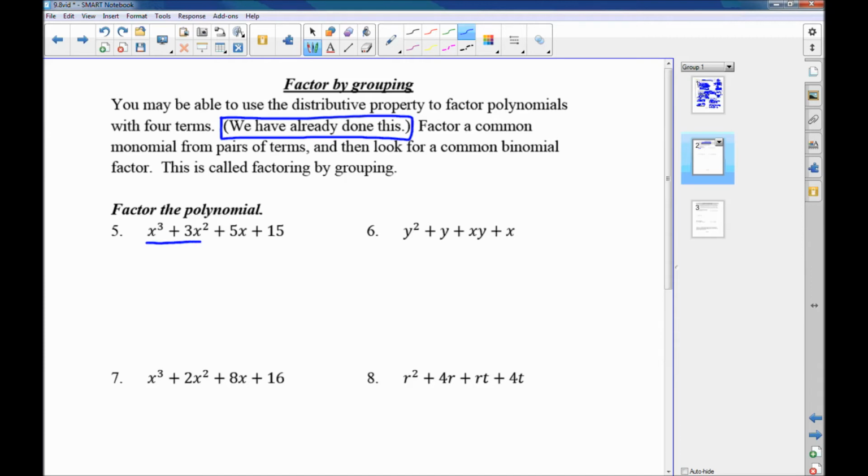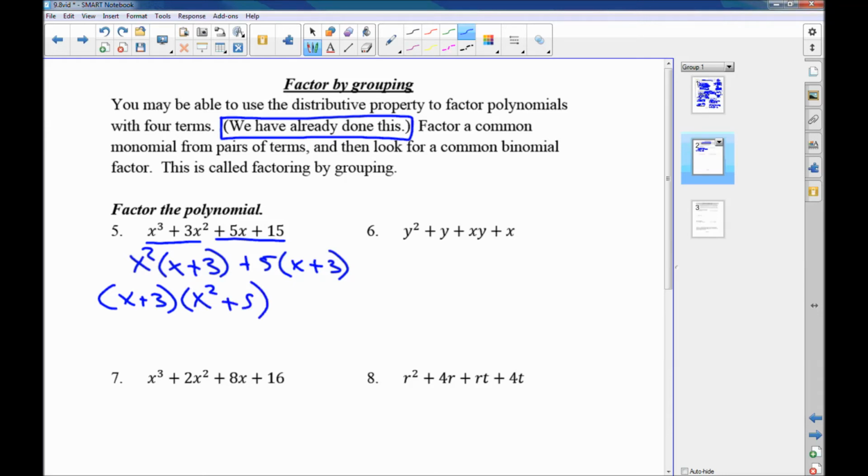We say, what's the same in the first two? This is going to be x squared, and it's going to leave behind x plus 3. And then we say, what's the same in the second two? This is going to be positive 5, and it's going to leave behind x plus 3. If it has 4 terms on our test, chances are you're going to factor it by looking at the first 2 and the second 2, factoring them out, and then trying to find a common factor in both, which in this case is the binomial x plus 3, which is why we practiced factoring out a common binomial on the first page.